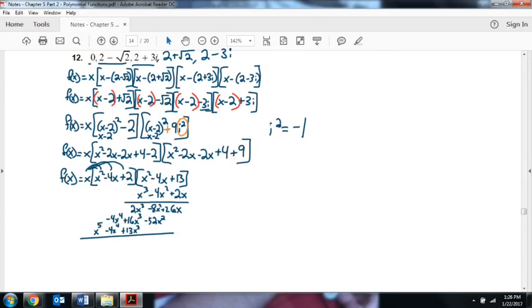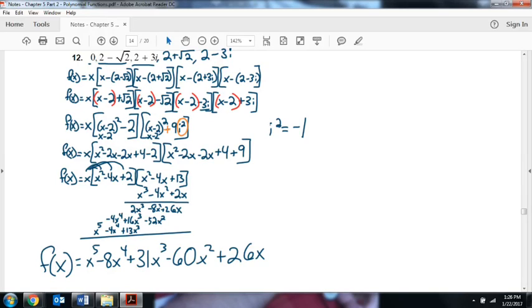So here we go. For this one, to have those roots and a leading coefficient of 1 and the lowest possible degree, we have x to the fifth minus 8x to the fourth. 13 and 16 make 29, so it's 31 plus 31x cubed. Negative 52 minus 8 is negative 60, minus 60x squared plus 26x. And like I said, if you have a headache, I'm sorry. Here, let me do that to where I'm not covering up the last bit of work.